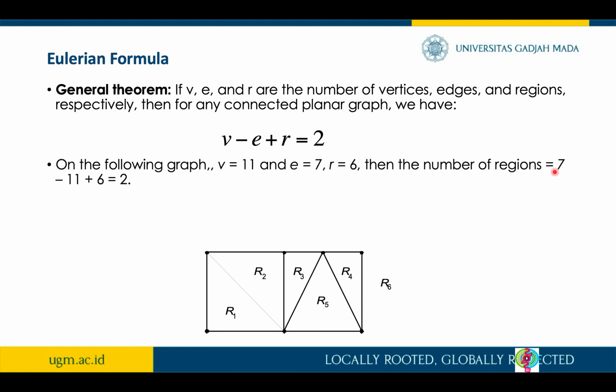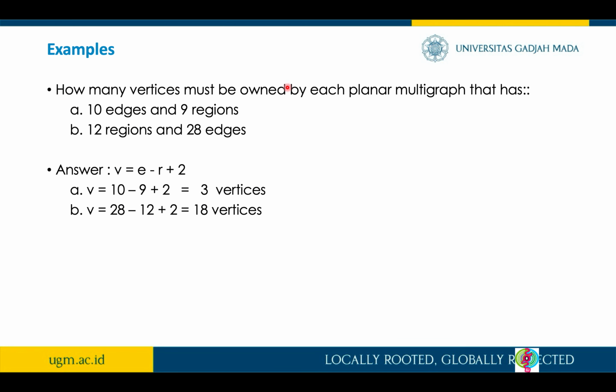So this is the formula. The number of vertices is 7, the number of edges is 11, and the number of regions is 6. And 7 minus 11 plus 6 is 2. These are examples of how we use the Eulerian formula to find the number of vertices in this case.